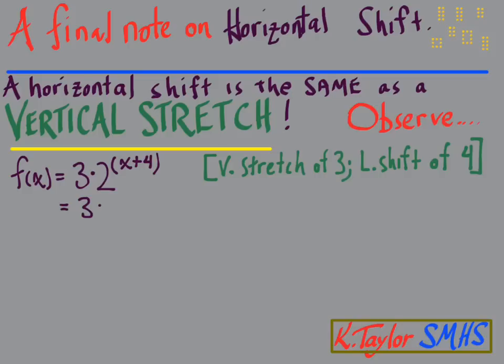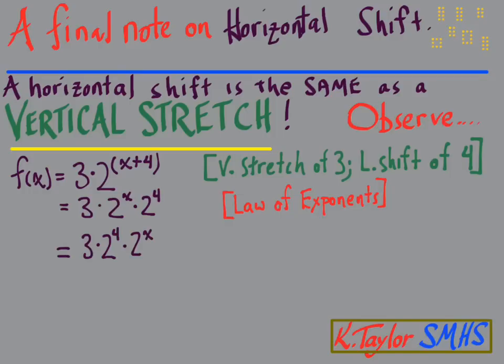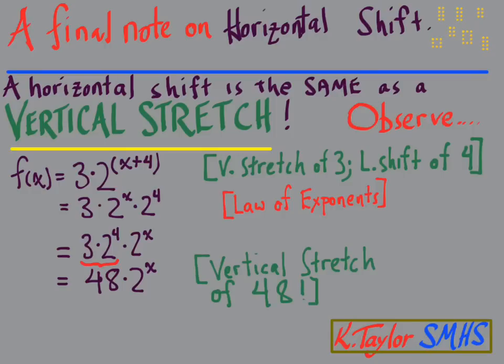Now, if I took that equation and rewrote it using a law of exponents, I could rewrite that as 3 times 2 to the x times 2 to the 4th. And I'll let you ponder which law of exponents I just used. But I assure you that that can be written that way. And just using the commutative property of multiplication, of course, I could rewrite that as 3 times 2 to the 4th times 2 to the x. And that is how we get an actual vertical stretch factor of 48 there. 3 times 2 to the 4th equals 48. And so our function now has a vertical stretch of a factor of 48.